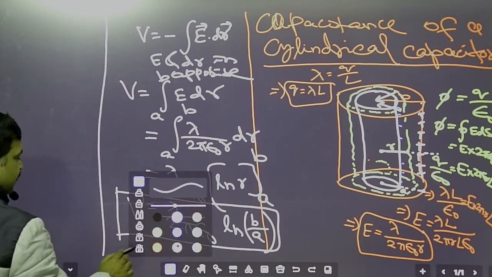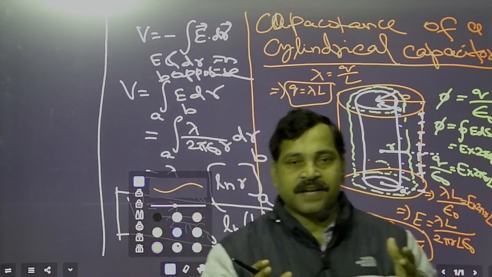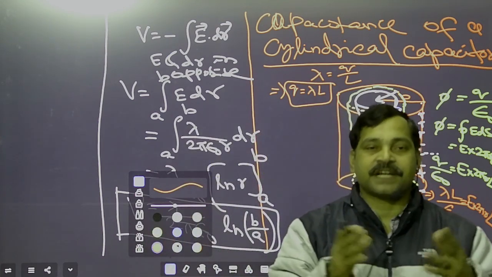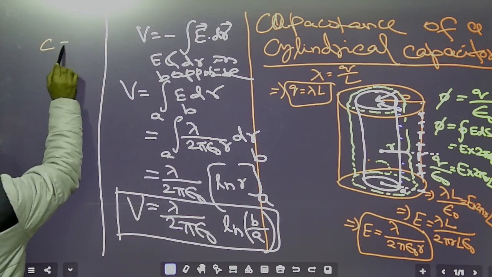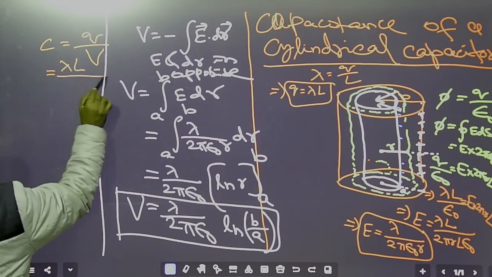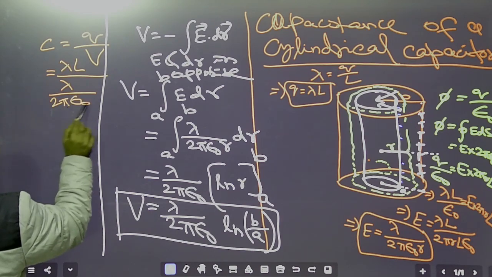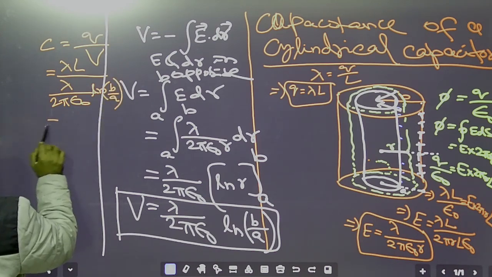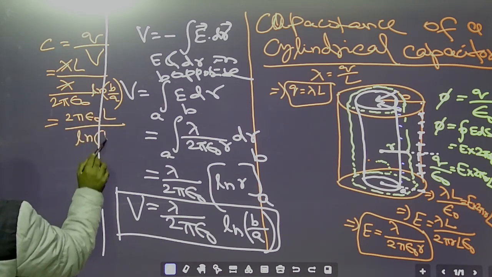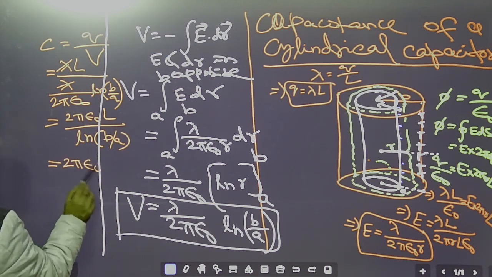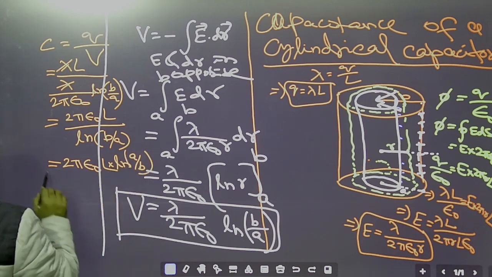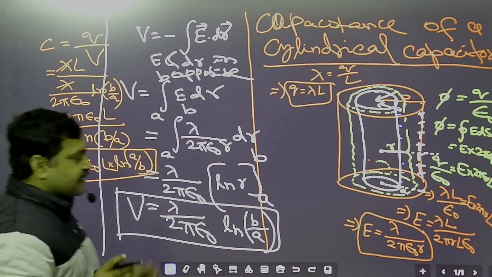Now you know how to find the capacitance. If we know the potential difference, then we can find the capacitance. Capacitance C is equal to Q upon V, that is charge upon potential. For Q we put lambda into L, and for V we write lambda upon 2 pi epsilon naught ln B upon A. Lambda cancels out, and this goes above, so C is equal to 2 pi epsilon naught L upon ln B upon A. Similarly, if we take the reciprocal inside the logarithm, we can also write 2 pi epsilon naught L upon ln A by B, with a sign change. So this is the final derivation for the capacitance of a cylindrical capacitor.